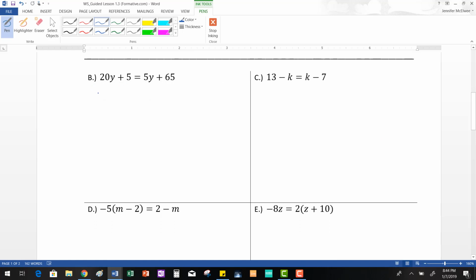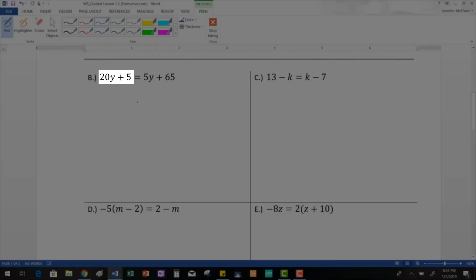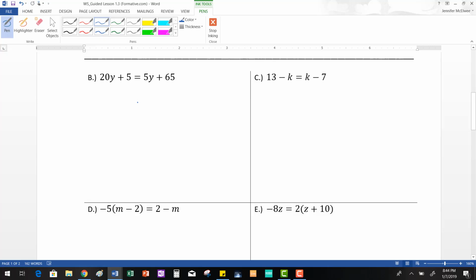Okay, so problem B says 20y plus 5 is equal to 5y plus 65. First, I'm going to check to see if there's anything I need to distribute or combine in terms of like terms. I don't see anything on either side, so I'm going to begin moving my variable terms to the side of the equation that I want. Again, I'm choosing to move them to the left, so I need to move that 5y over to join the 20y. Since it's positive, I'm going to subtract.